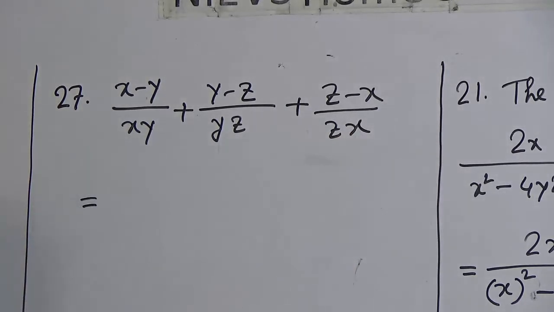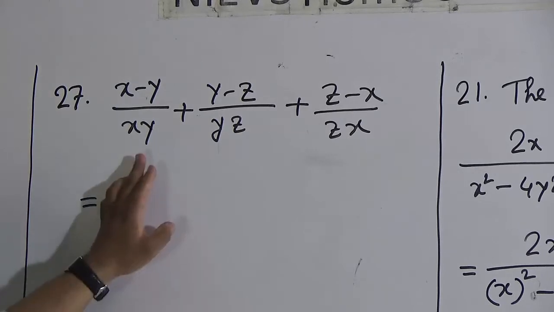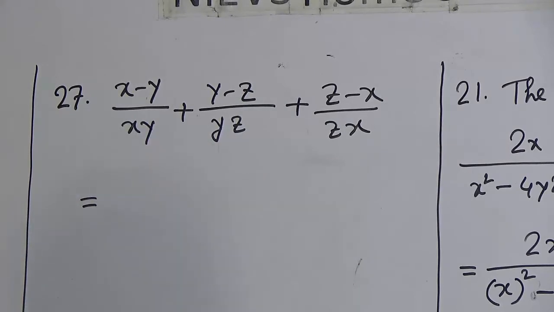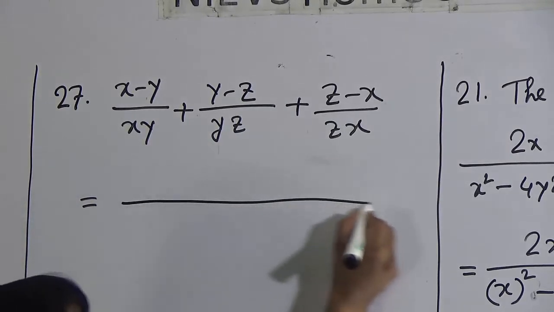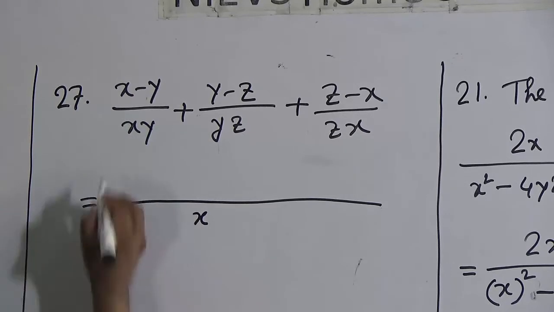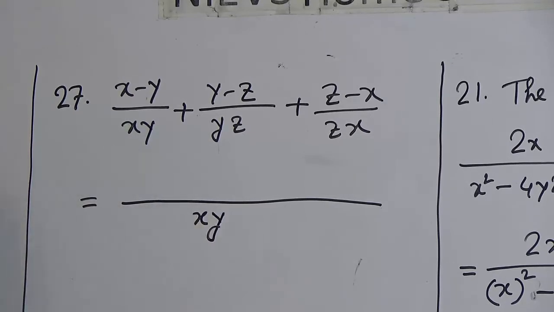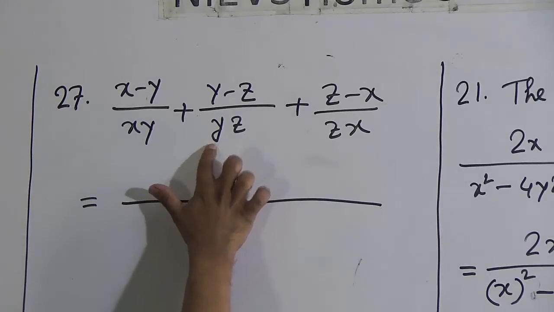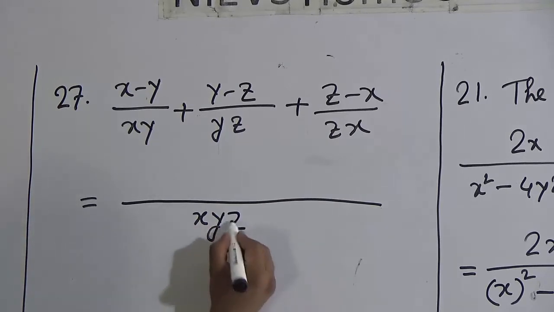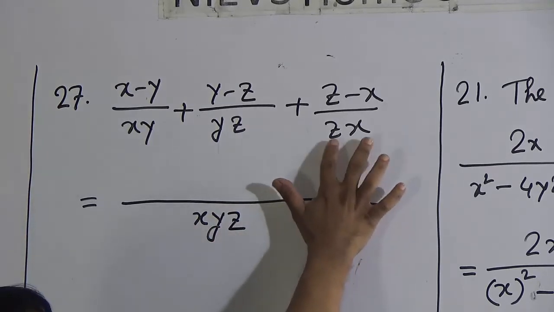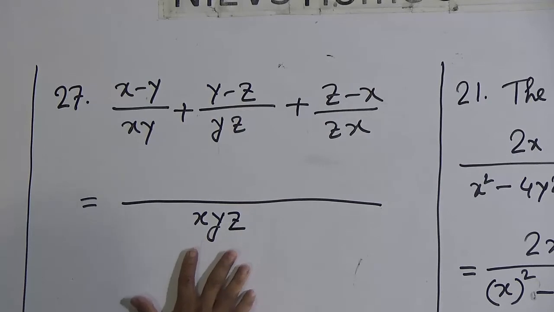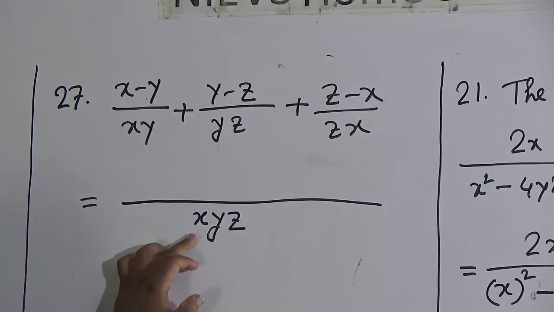Now what do we need to do? We need to factorize the denominators, but we can't factorize these any further. So we need to take the LCM directly here. The LCM of these three fractions: we need to take all the factors. So x and y we need to take. Next we need to take y and z, but y is already taken, so we need to take only the z term. Now the third fraction's denominator is zx, but z and x are already taken, so we don't need to write them again. So our LCM of the denominators is xyz.